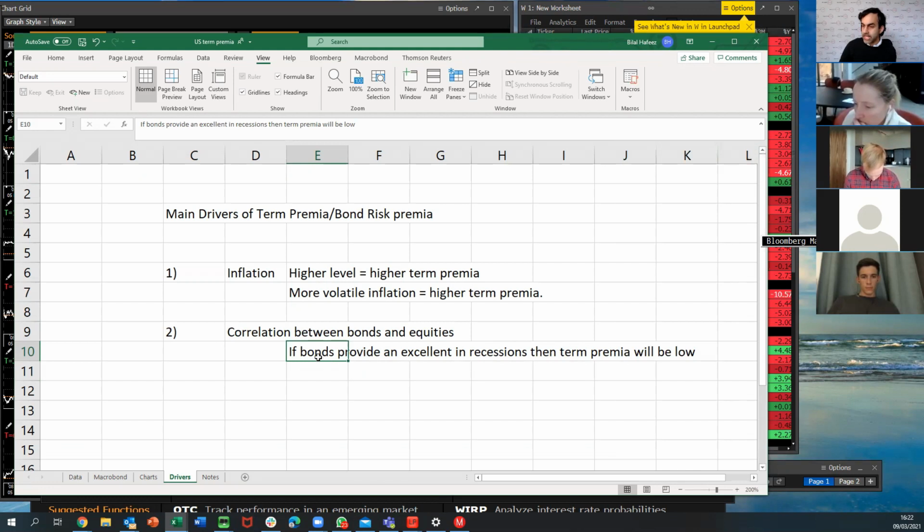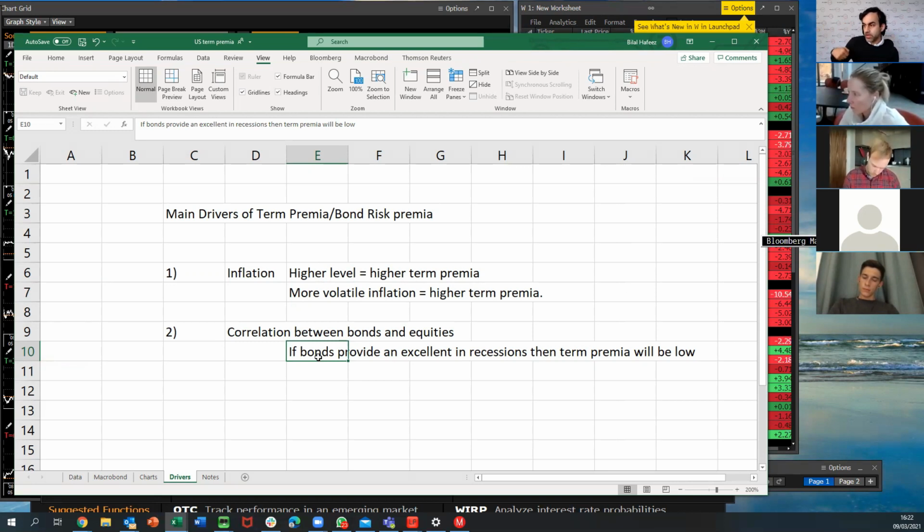So the correlation is important. If you have a portfolio of bonds and equities, and you suddenly enter a recession, your equities will collapse. But if bonds rally, i.e. bond yields go down, then suddenly your portfolio does better than it otherwise would.